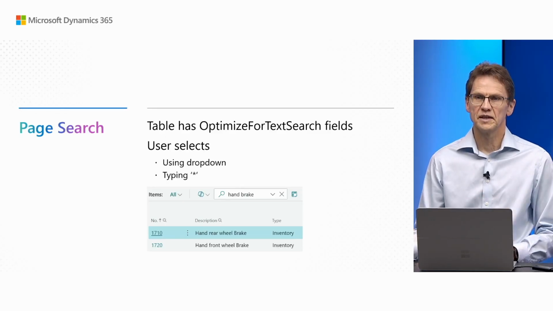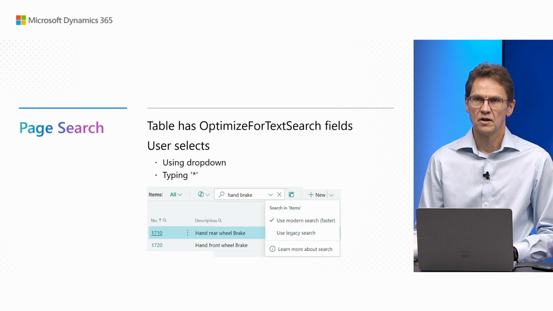The modern search is enabled in page search when the table has optimized for text search fields. And the user can select the behavior using the drop-down or by typing star.